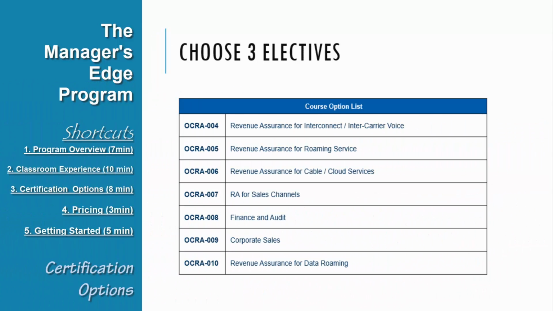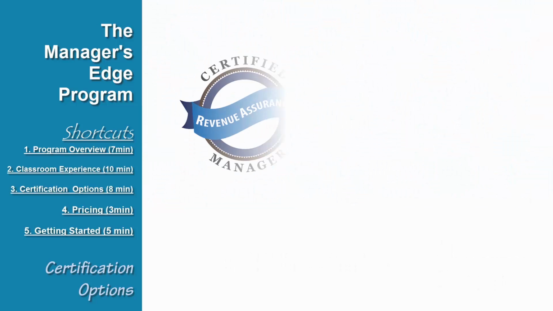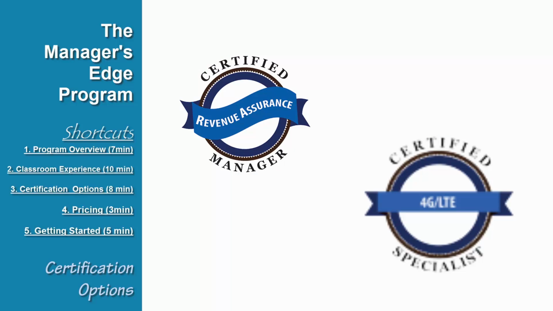After that core program, you can take 3 electives from Revenue Assurance for Interconnect, for Roaming, for Cable and Cloud, Sales Channels, Finance and Audit, Corporate Sales, or Data Roaming. So this way, different students can be focusing on different materials, the things that are important to the work that they're doing. We have 2 advanced programs, one for the managers and one for the advanced data professionals.